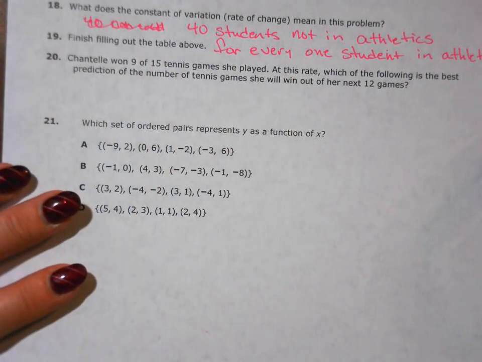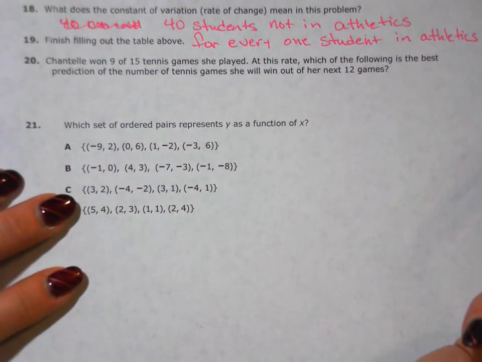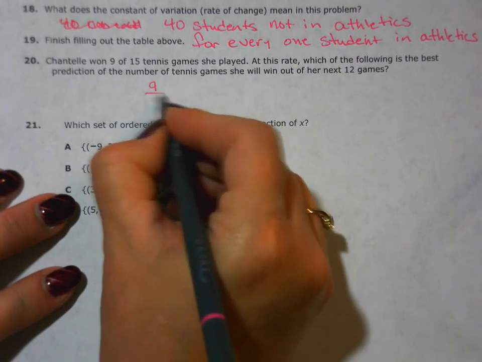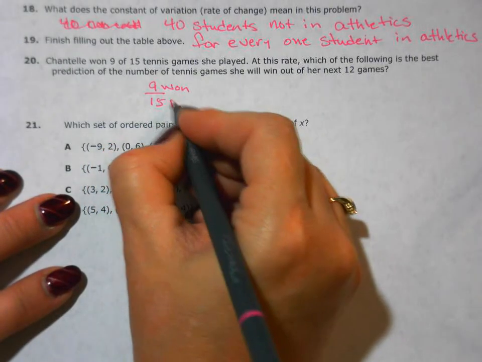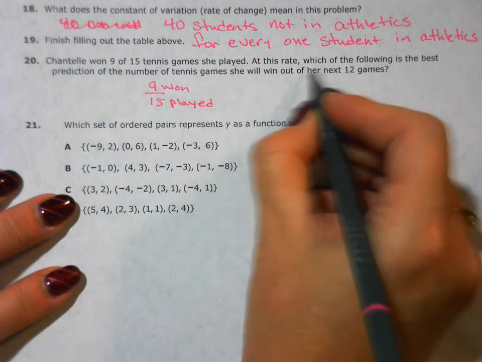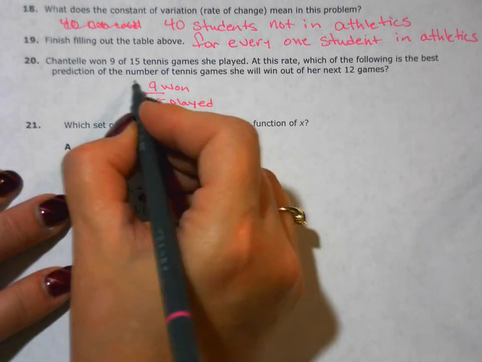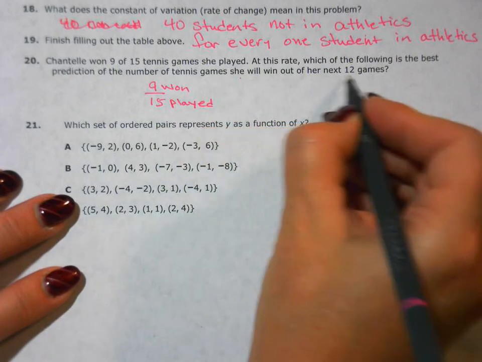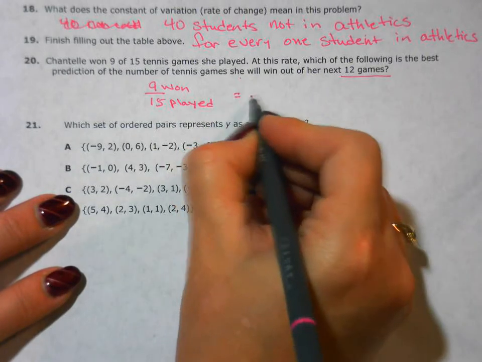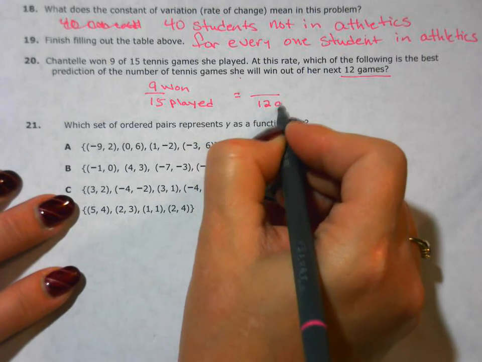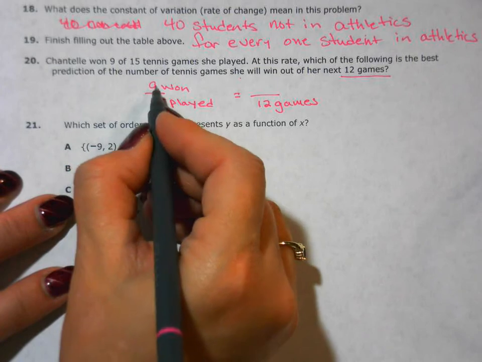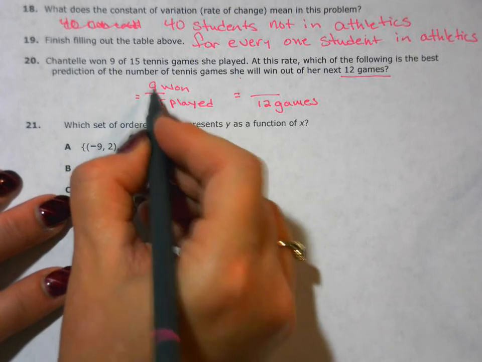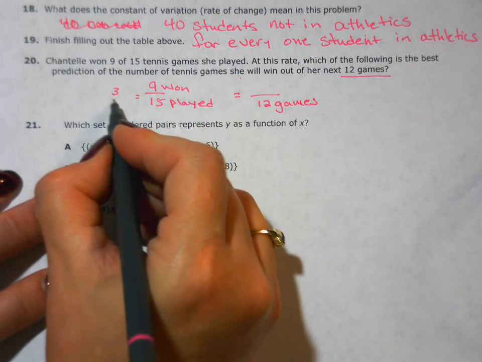Okay, number 20. Chantel won 9 out of 15 tennis games that she played. So she won 9 out of 15 played. At this rate, which of the following is the best prediction of the number of tennis games she will win out of her next 12 games? So that is a proportion. So basically when I look at this, I can say this is 9 out of 15, which if I simplify, this is 3 out of 5.